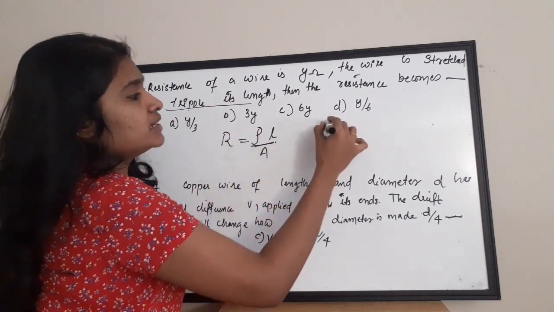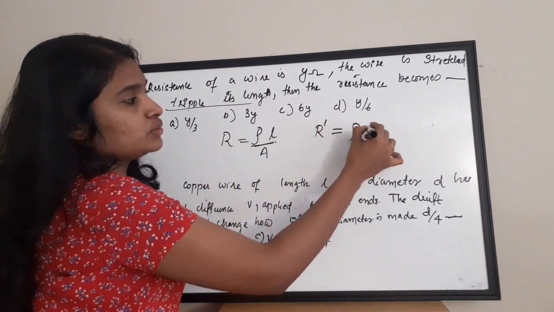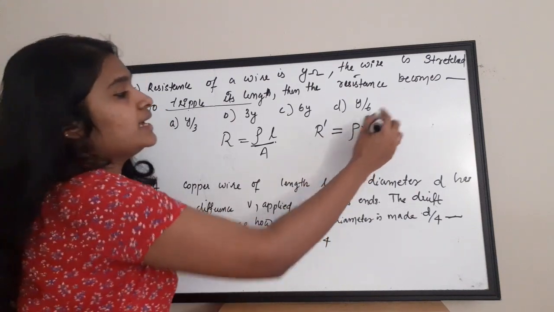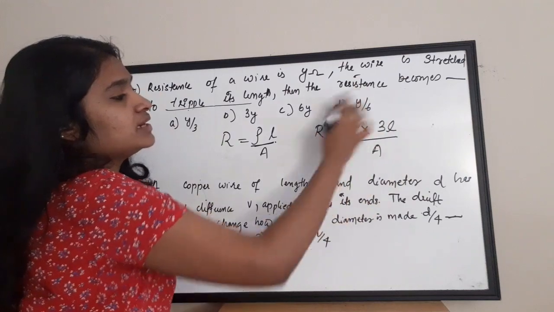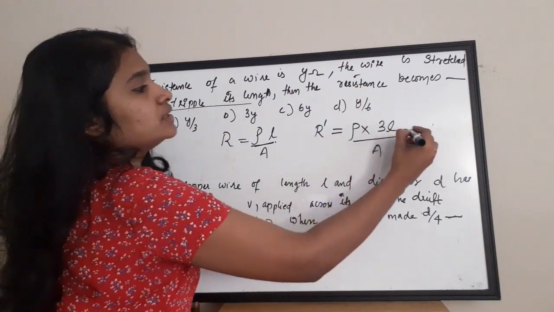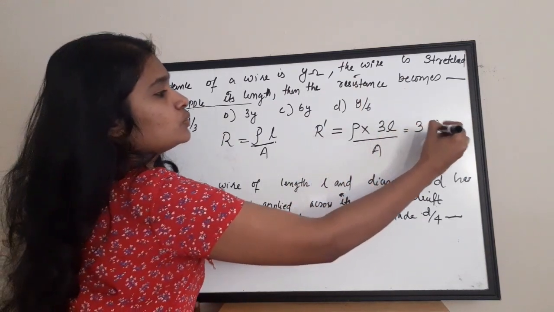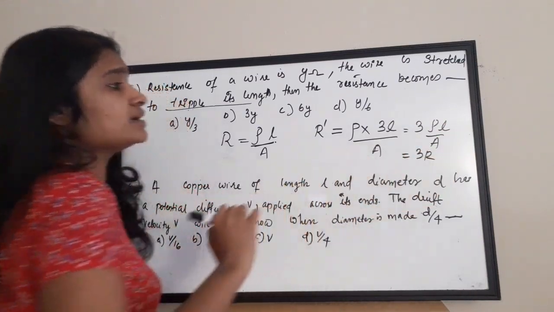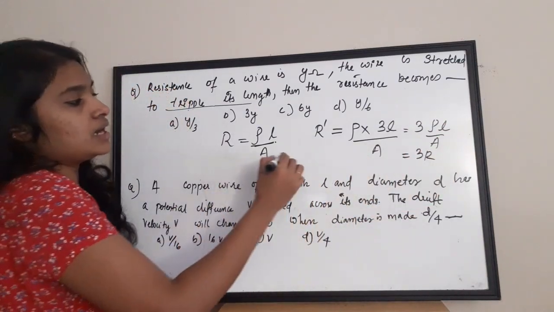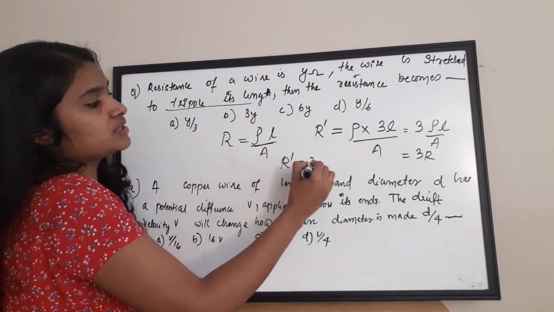So R dash is equal to rho into L, where rho is the same and L is made 3L, by A. So you can write this as 3 into rho L by A, that is 3R. So how will the R change? R dash is equal to 3R.